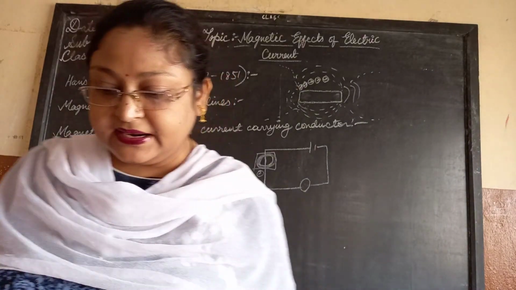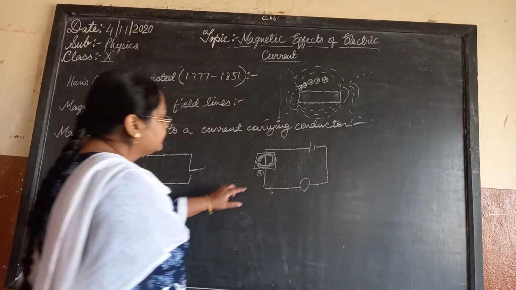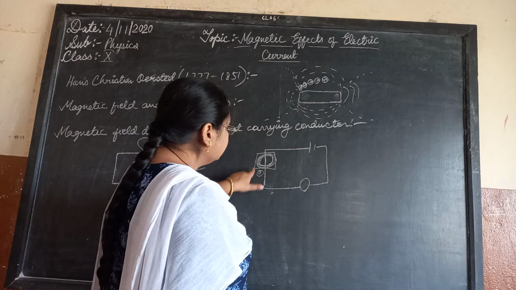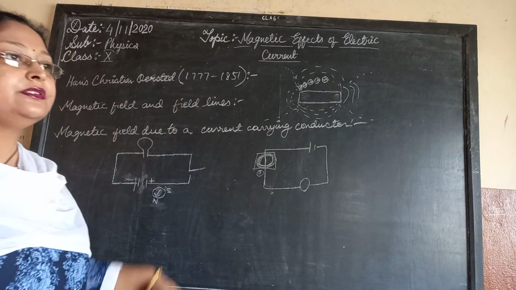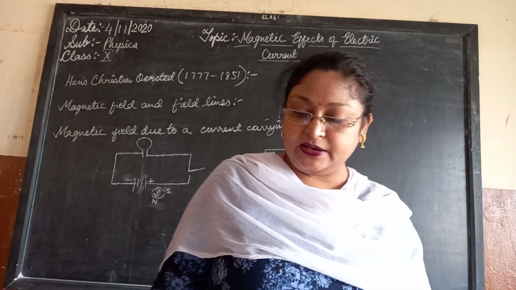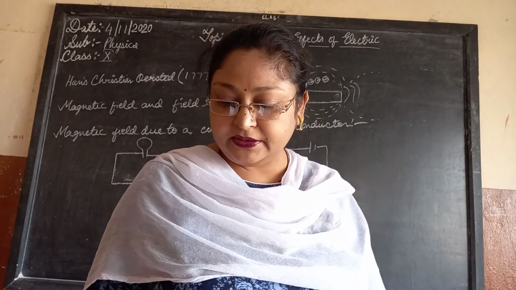So, if we change the direction of this particular current, that is, if we change X to Y and Y to X, the field lines will move in the opposite direction. So this is activity number 13.5, which has also been given to you.